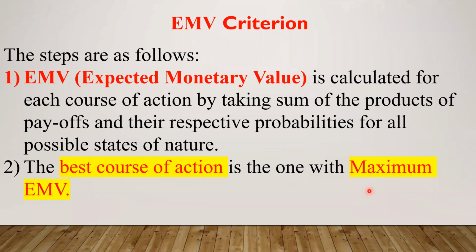तो इसमें आपको 2 स्टेप्स करना है. पहला स्टेप है आपको EMV निकालना है हर एक कोर्स ऑफ एक्शन के लिए, और फिर देखना है कि किस कोर्स ऑफ एक्शन के लिए EMV is maximum. That will be the best course of action.